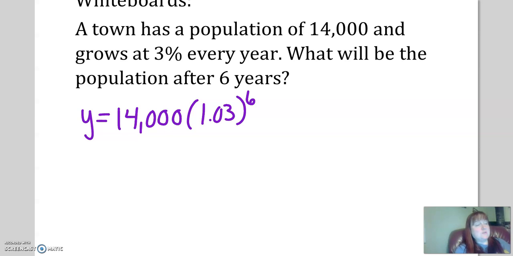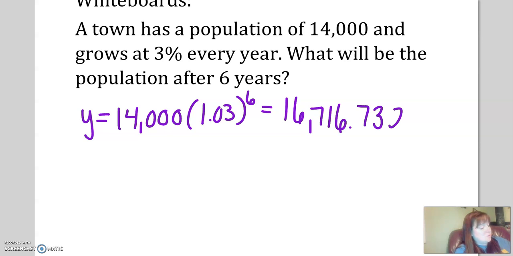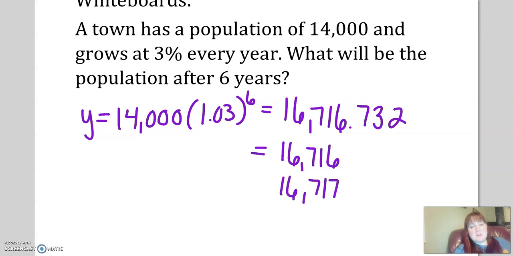So if I start out with 14,000 people, the next year I have 103% of that. And then whatever that is, then I have 103% of that. So I'm going to do 1.03 to the 6th times 14,000. And that is 16,716.732. And remember, though, we don't report people in decimals because that doesn't make any sense. So you either report this as 16,716 or 16,717. Round up or down, it doesn't matter, but do not report fractions of people.